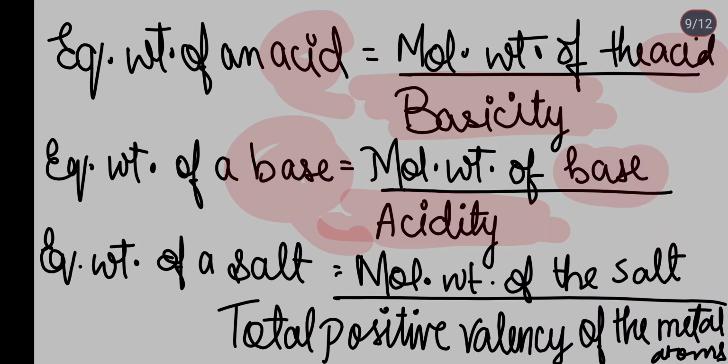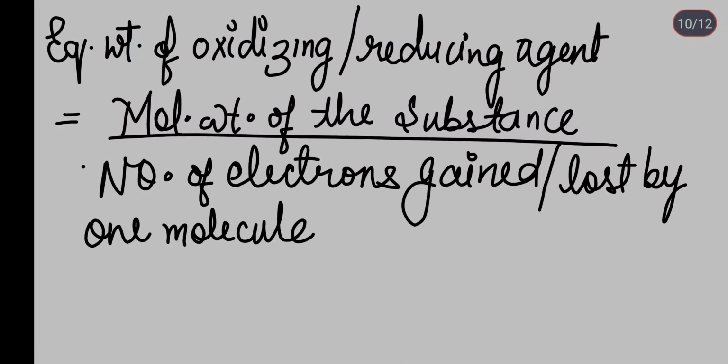Then the equivalent weight of a salt is the molecular weight of the salt upon the total positive valency of the metal atoms. Now the equivalent weight of an oxidizing or reducing agent is the molecular weight of the substance upon the number of electrons gained or lost by one molecule.